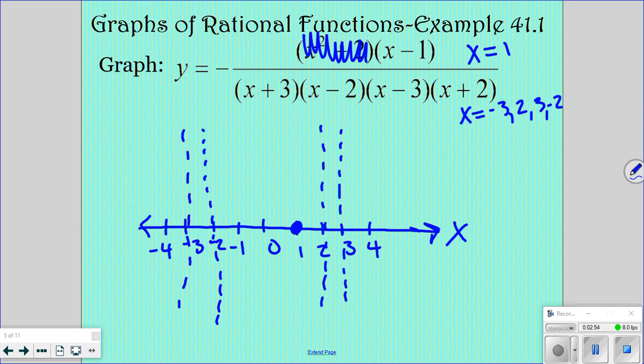Alrighty. So now we pick a number to the right of our rightmost 0 or asymptote. So that would be 4. And you want to see if it's positive or negative. Positive, positive, positive, positive, positive. But there's a negative out front. So all of these were positive, so it's a negative. So we're going to start right below the x-axis. And then you're going to approach your asymptote.